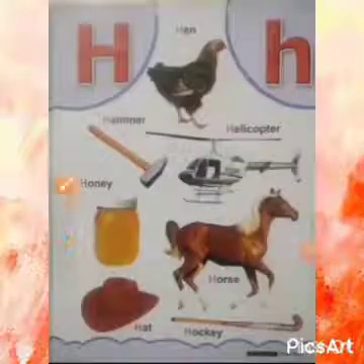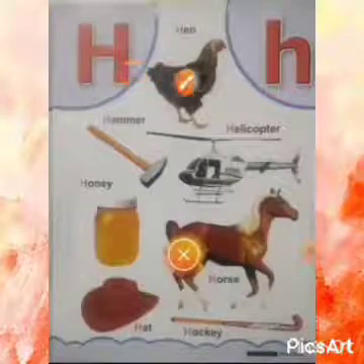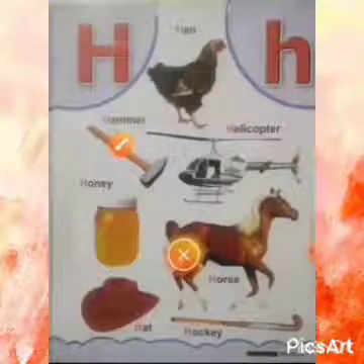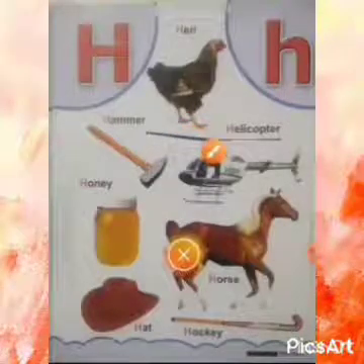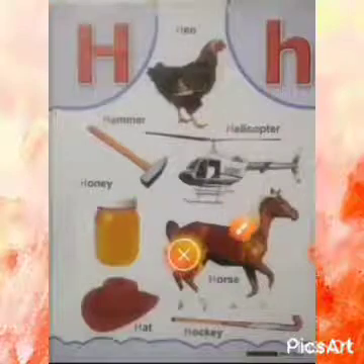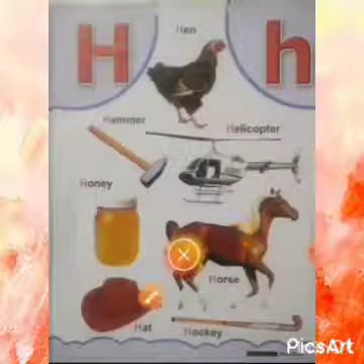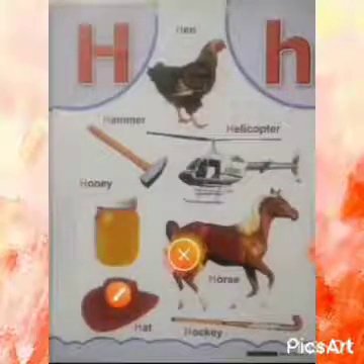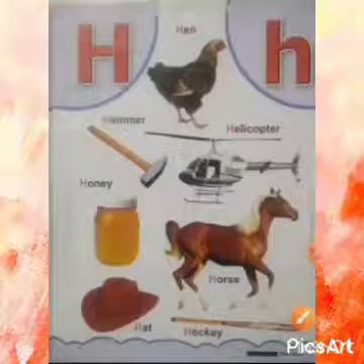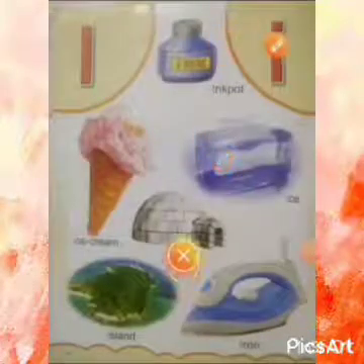Let's start with the letter H. H for hen. H for hammer. H for helicopter. H for honey. H for horse. H for hat. H for hockey. Start with the letter I.